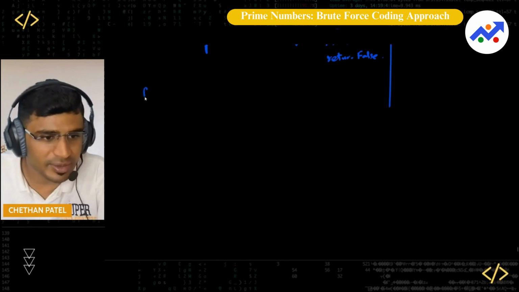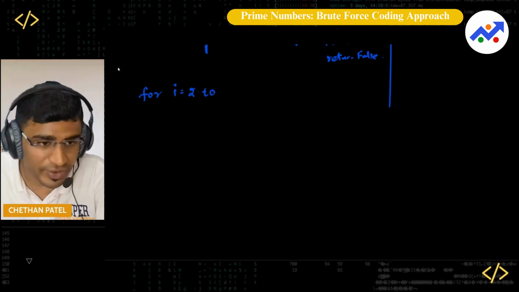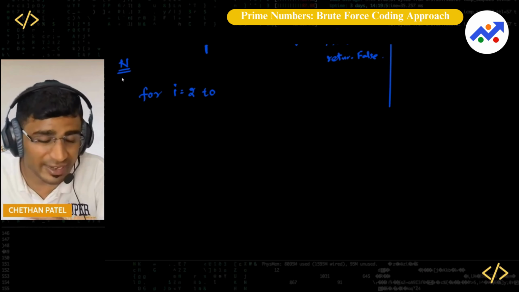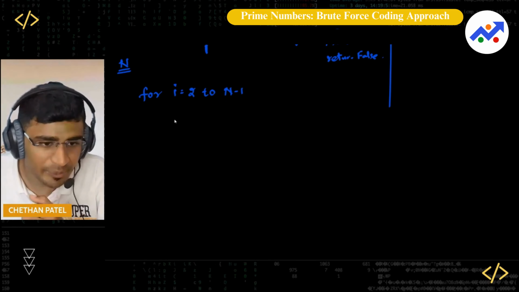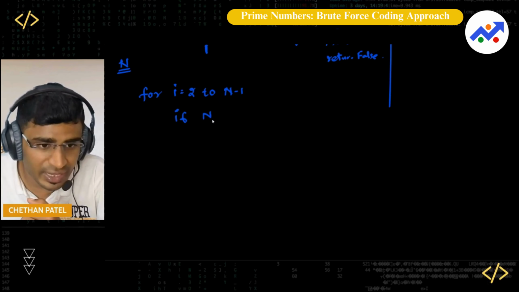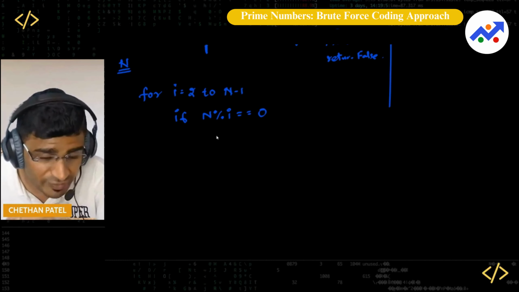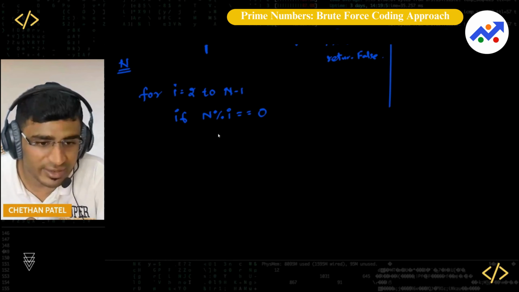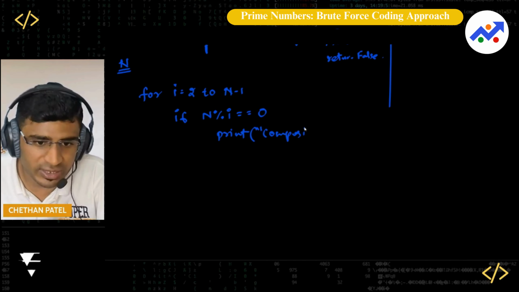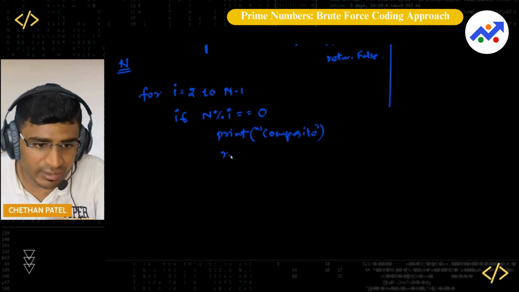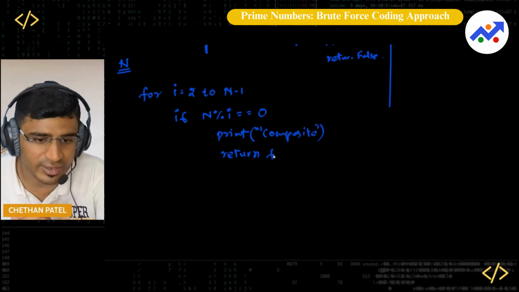So in general I can write something like for i = 2 to n-1. Suppose I give n as a number to identify whether it is prime or not, I need to run this loop from 2 to n minus 1. Every time I will check if n % i is equal to 0. By chance if it is equal to 0, I can print "it is composite" and return false.